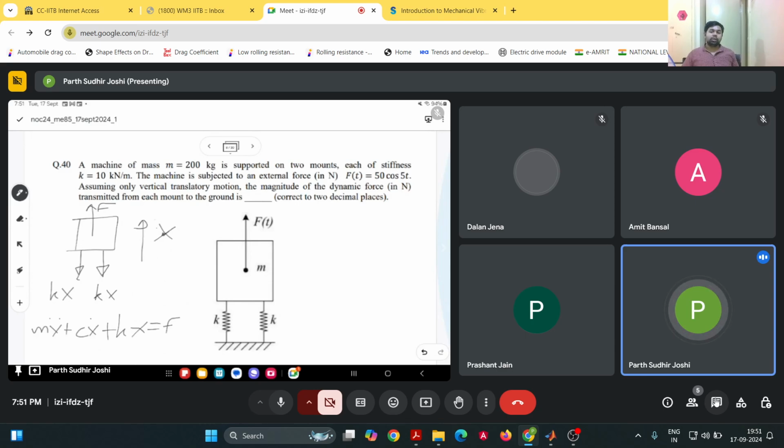So this is the equation of motion for this kind of a system, but here we don't have any damping. So we will just get, because there are two springs, two forces. So this will be basically 2kx. Then this is the equation of motion.